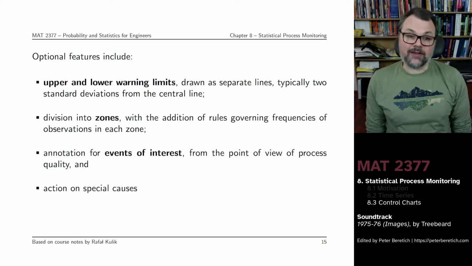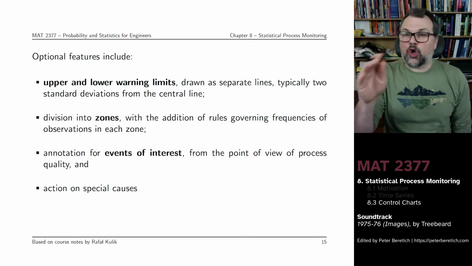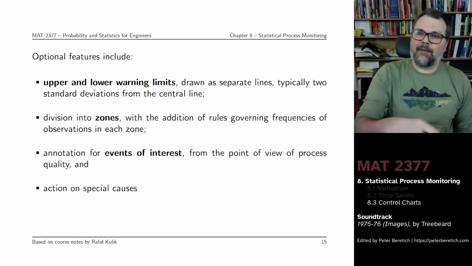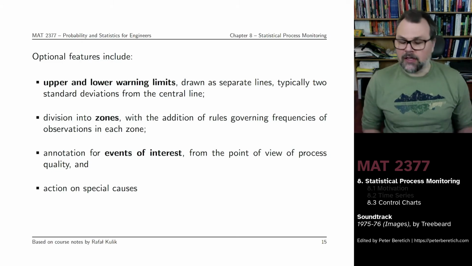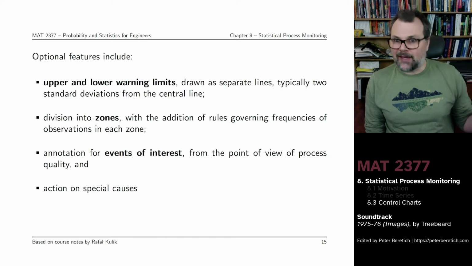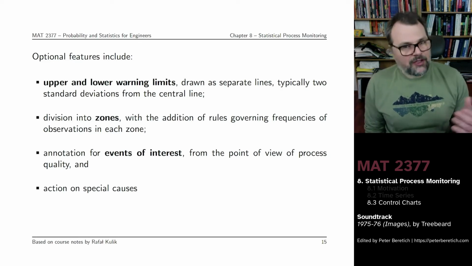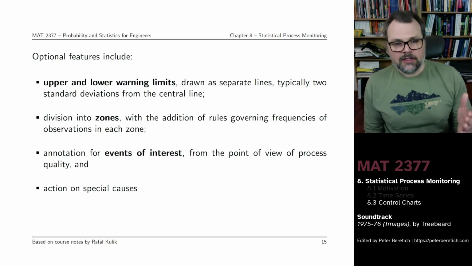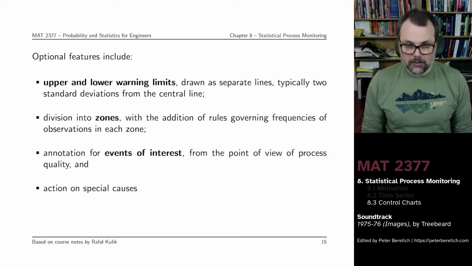You could also annotate the charts for events of interest. The process quality engineers might be interested in knowing when things are different or unexpected or correspond to something that happened. Perhaps there was a visit to the factory by some governing body and you had to slow down the production lines to do a demonstration. And if special causes were identified, some description of what action was taken to remedy the situation.